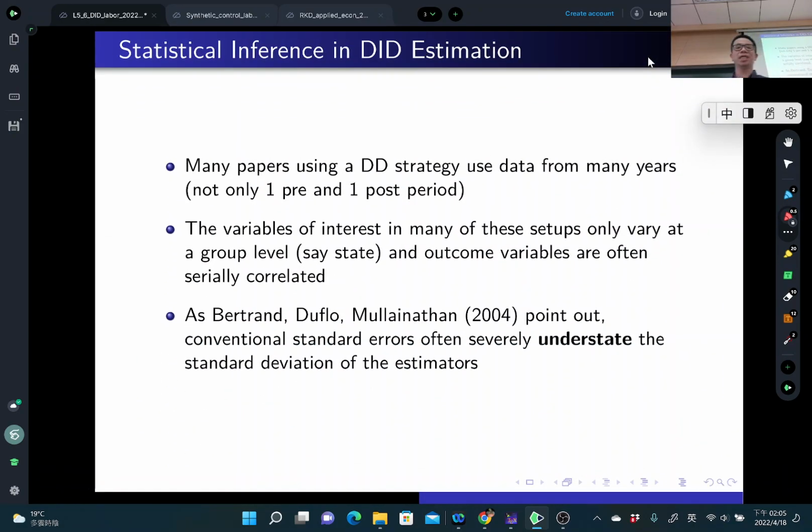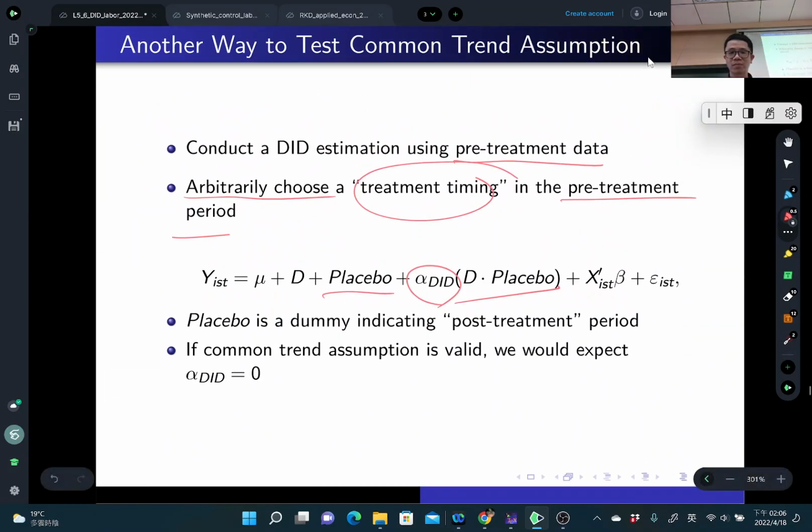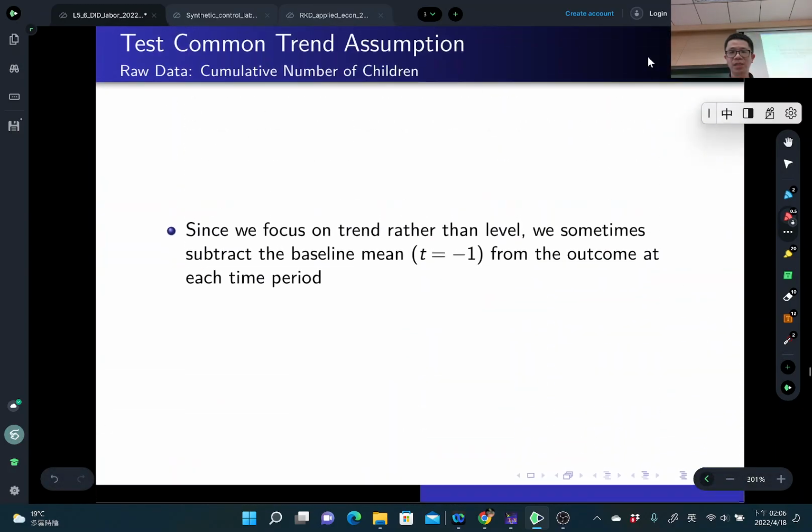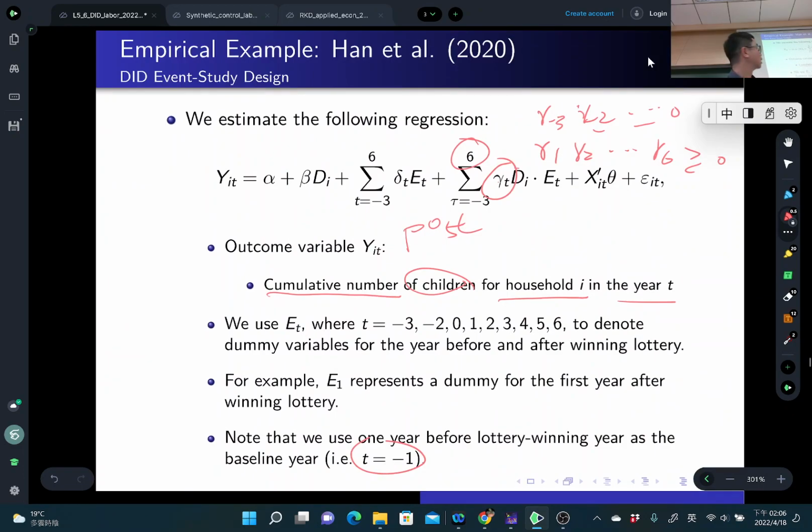And one last thing for the difference estimation is when you do the hypothesis testing, the statistical inference. That is about the standard error for your estimated effect. The problem here is usually when we calculate the standard error of your coefficient. In this study, we usually focus on the coefficient here.